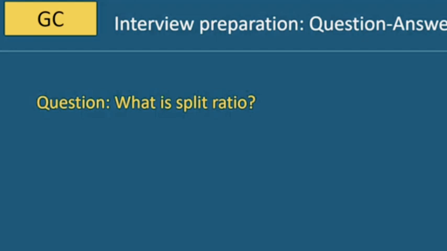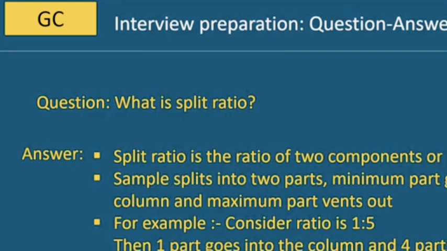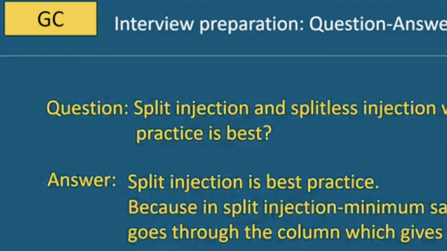What is split ratio? Split ratio is the ratio of two components or parts. Sample splits into two parts. Minimum part goes into the column and maximum part vents out. For example, consider a ratio 1:5. Then one part will go into the column and four parts will vent out.